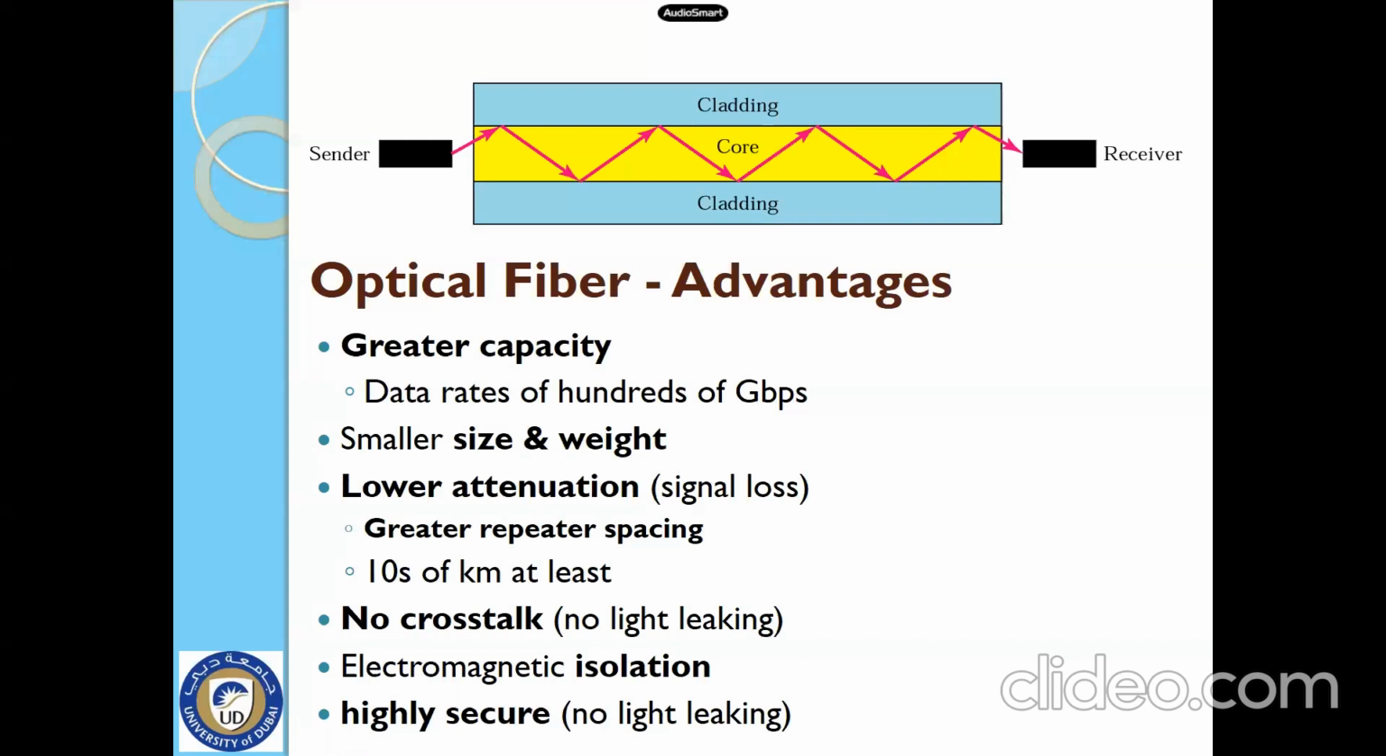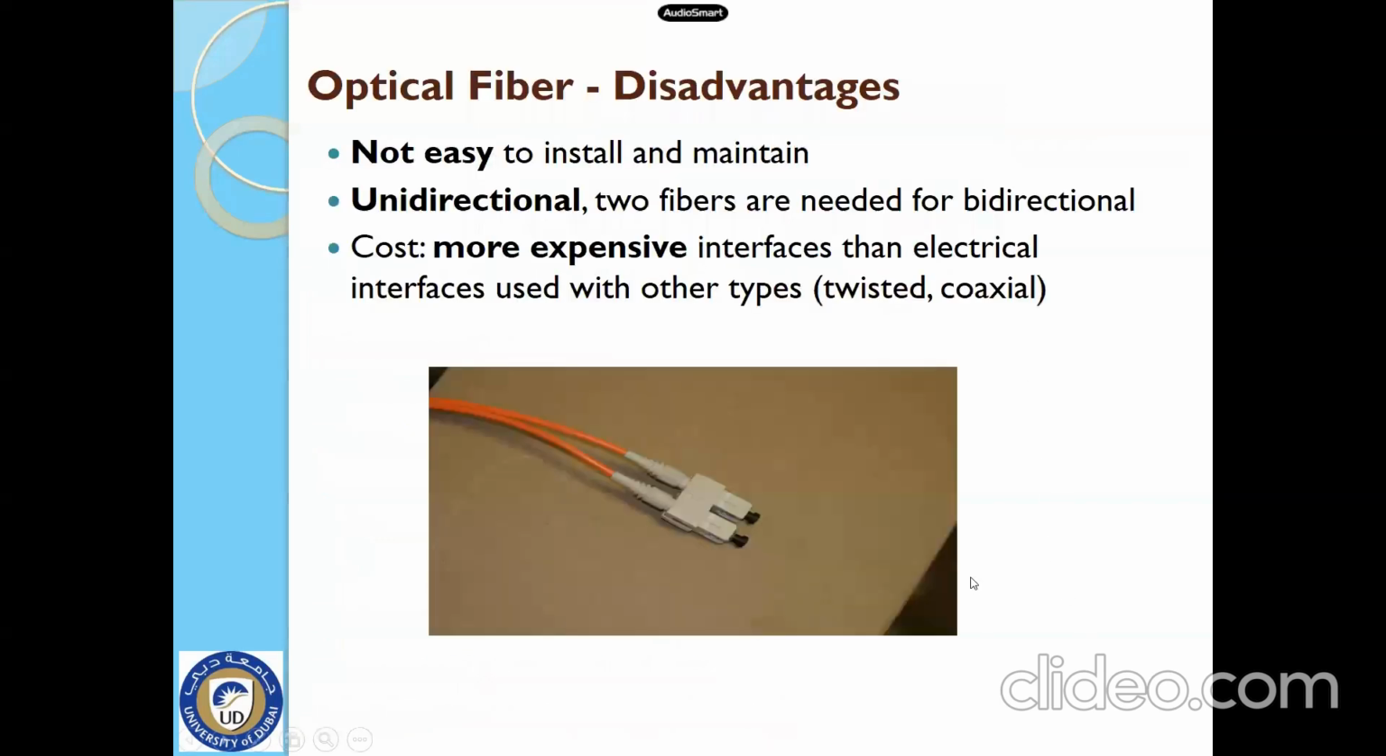And it's highly secure, again, no light leaking. Now, why do we call it highly secure? Because the signal is within the light. The information is within the light. So if there is some light leaking, that means that information is going out. But because the light is not leaking, there's no light going out, so it's highly secure. So those are the advantages of fiber optic.